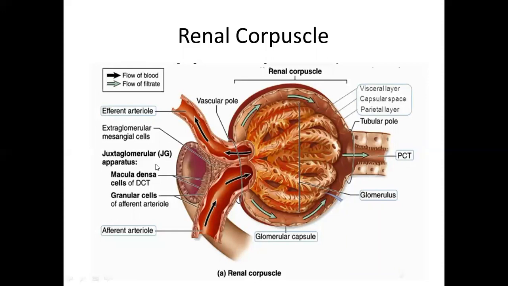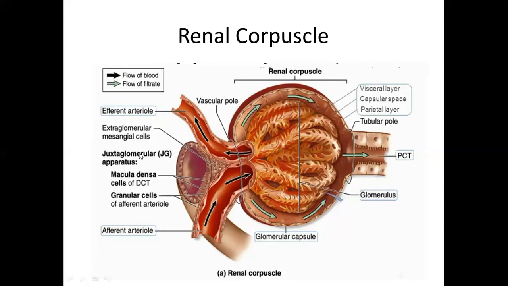The macula densa, which is the densely packed cell layer part of the distal convoluted tubule of the same nephron. The JG cells themselves, which are the modified smooth muscle cells of the efferent arteriole, and then the extraglomerular mesangial cells. These three cells form the JG apparatus. These are the different features which we have to look at.